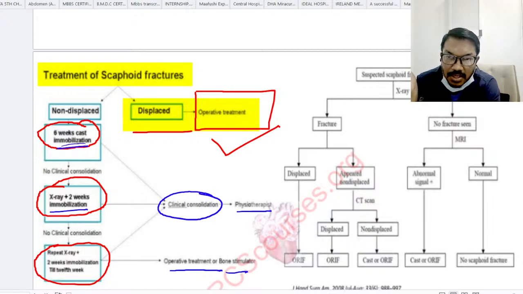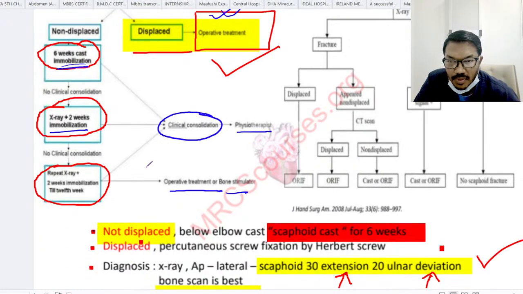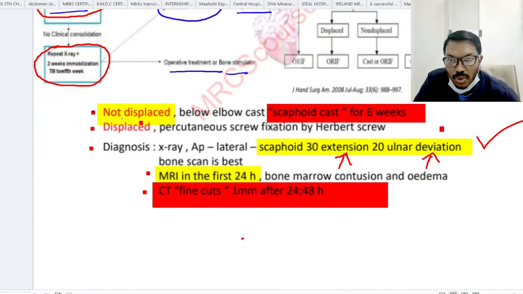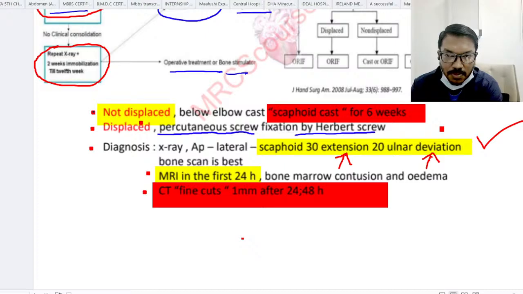Just remember, exam questions actually come only this much. If it is a displaced scaphoid fracture, the treatment option is operative. Here you can see, if not displaced, then scaphoid cast for 6 weeks. If it is displaced, then internal fixation or operative treatment by percutaneous screw fixation by Herbert screw.